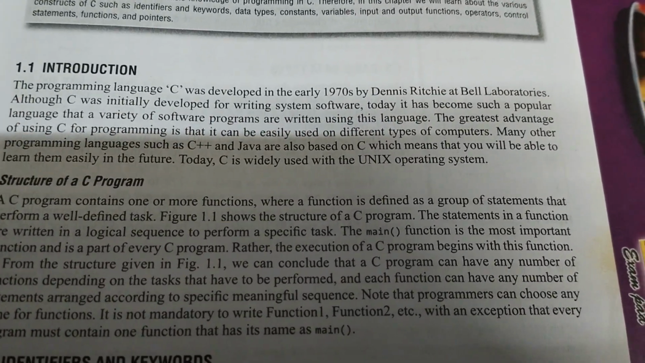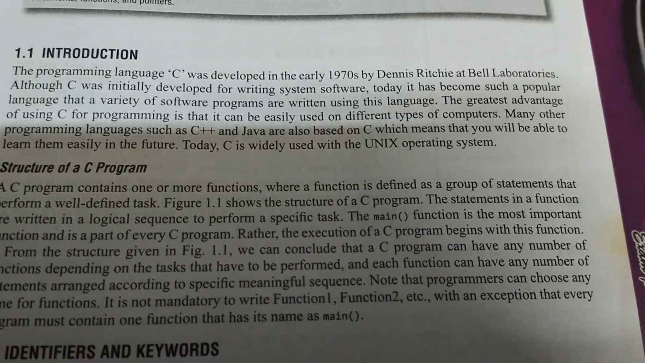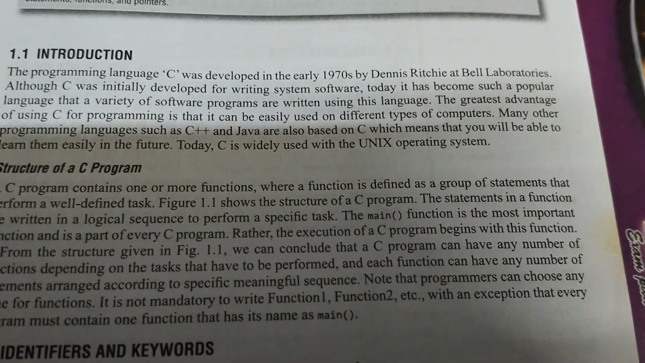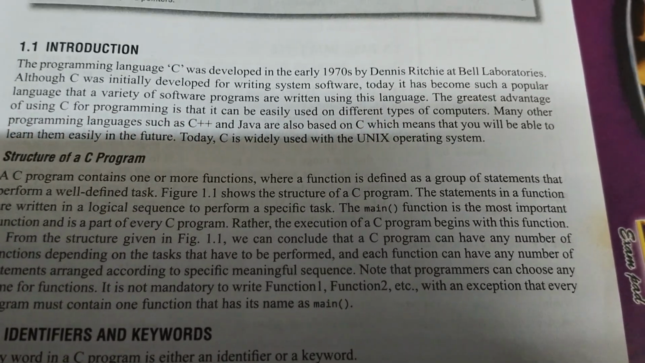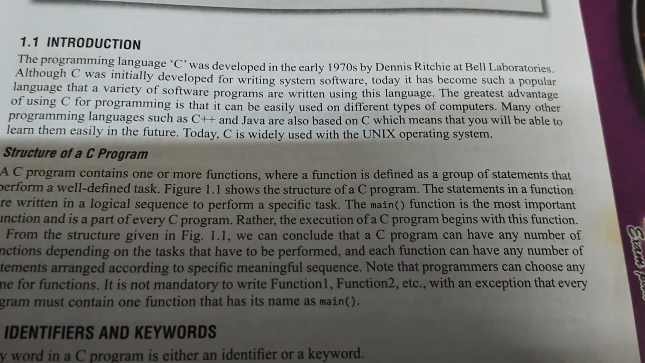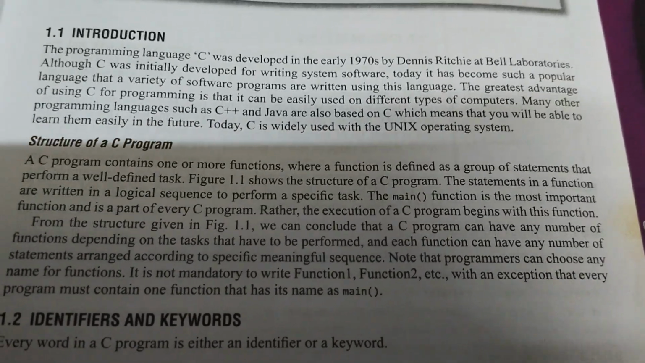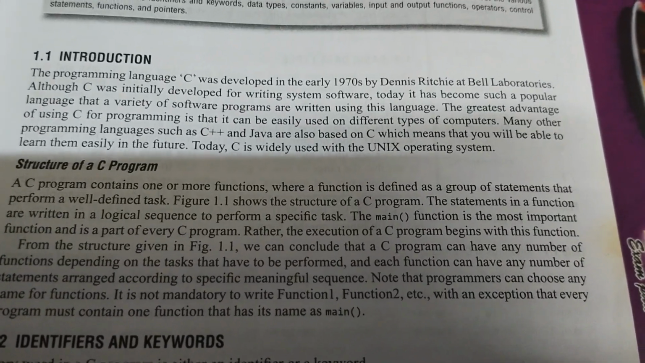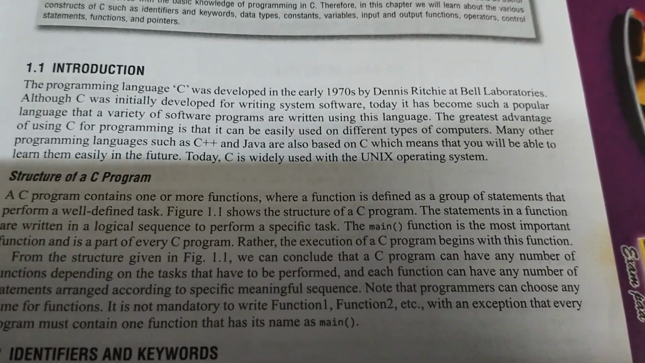The greatest advantage of using C is that it can be easily used on different types of computers. Many other programming languages such as C++ and Java are also based on C, which means that you will be able to learn them easily in future. Today C is widely used with the Unix operating system.